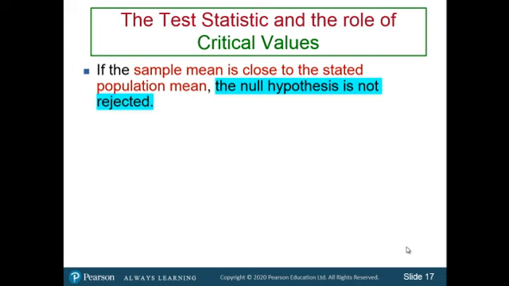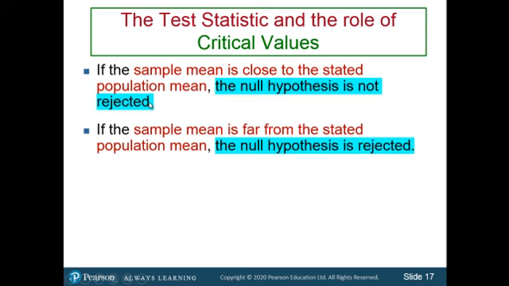So the test statistic and the role of critical value. Now we look at the role of critical values in hypothesis testing. If the sample mean is close to the stated population mean, the null hypothesis is not rejected. So if the sample mean is close to the stated population mean, we are not going to reject the null hypothesis. If the sample mean is far from the stated population mean, the null hypothesis is rejected.